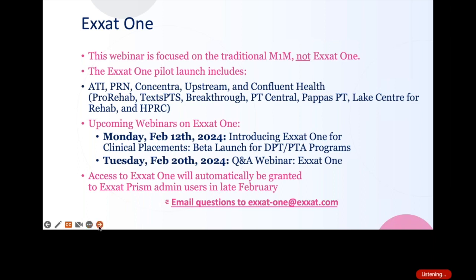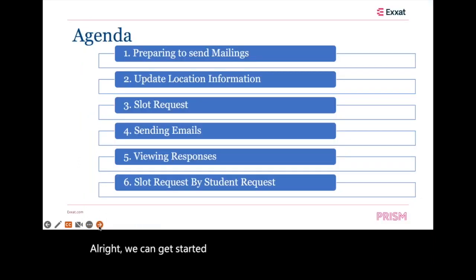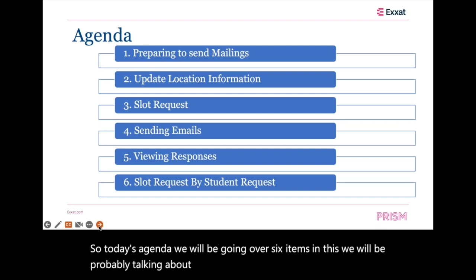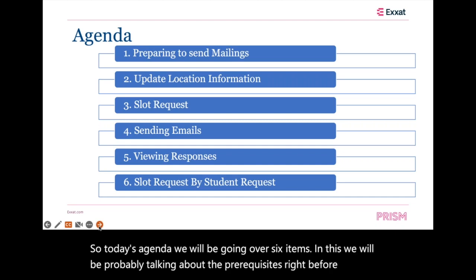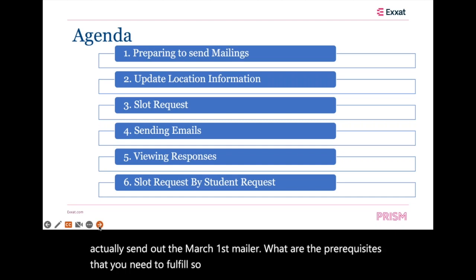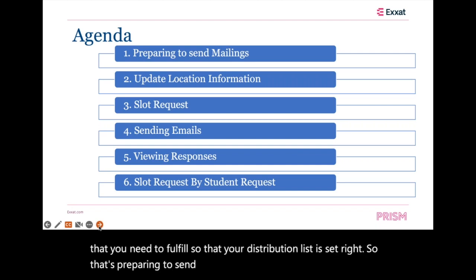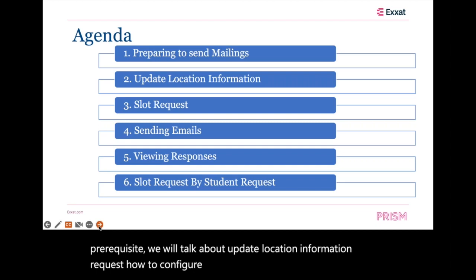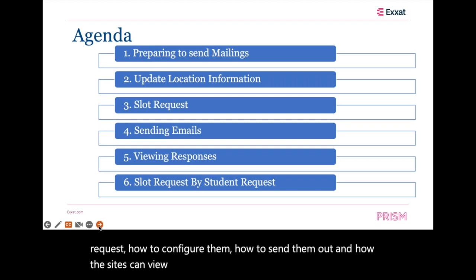All right, we can get started with the agenda for today. Today's agenda, we will be going over 6 items. In this, we will be talking about the prerequisites. Before you actually send out the March 1st mailer, what are the prerequisites that you need to fulfill so that your distribution list is set right? That's preparing to send mailings. Once we finish the prerequisites, we will talk about update location information requests, how to configure them, how to send them out, and how the sites can view and provide their responses.